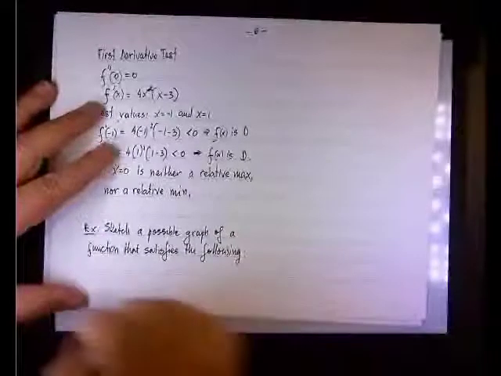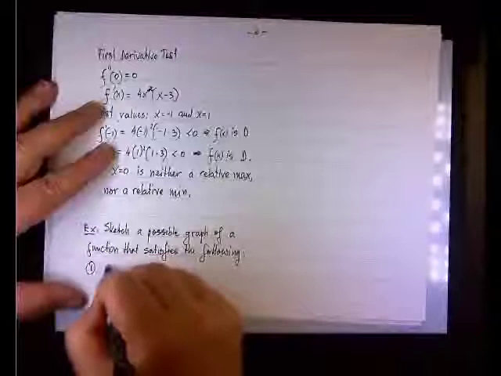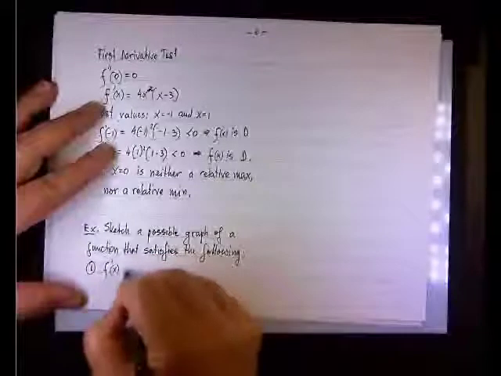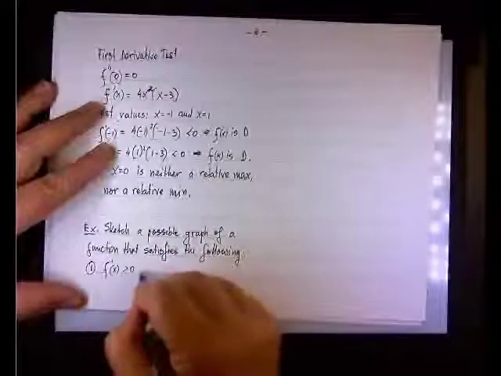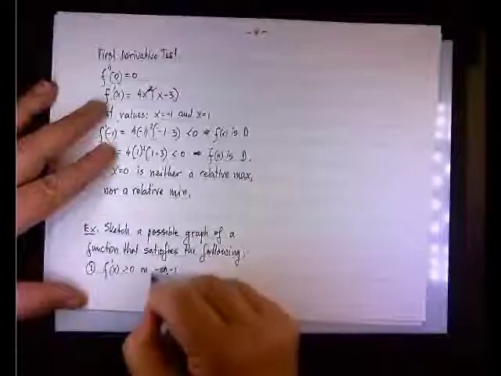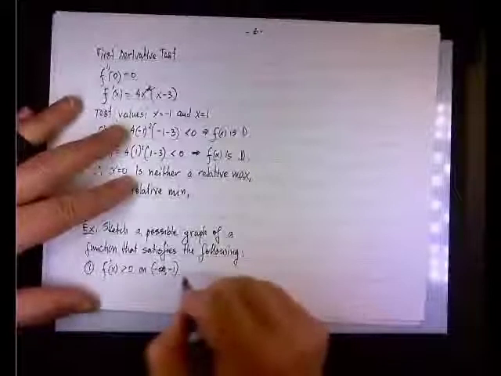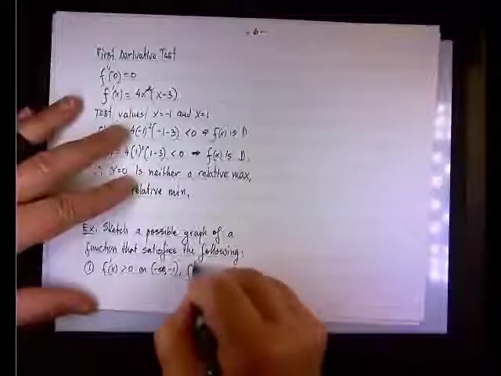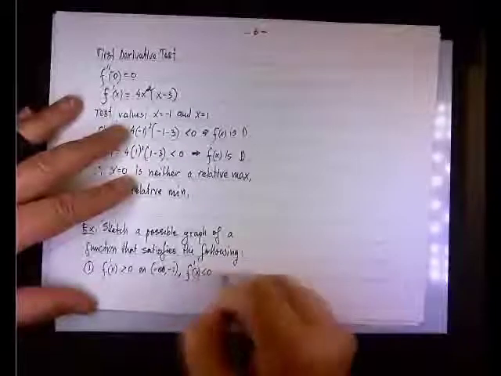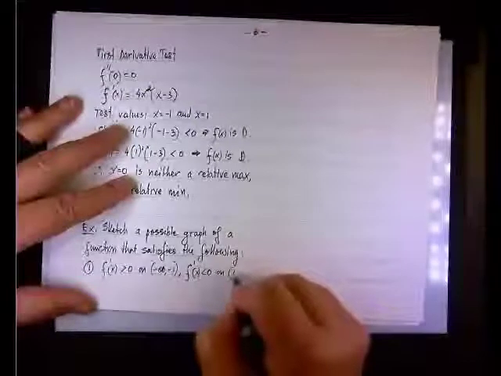The following conditions, okay? 1, f prime of x is positive on the interval negative infinity to negative 1, right? And f prime of x is negative on the interval 1 to infinity.